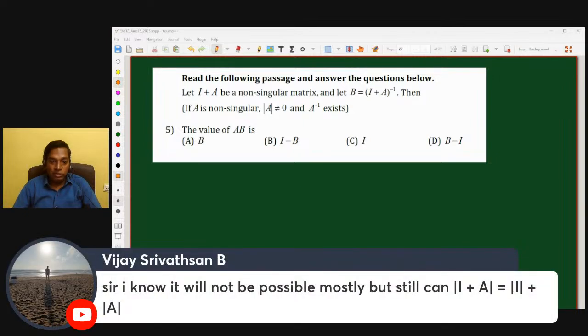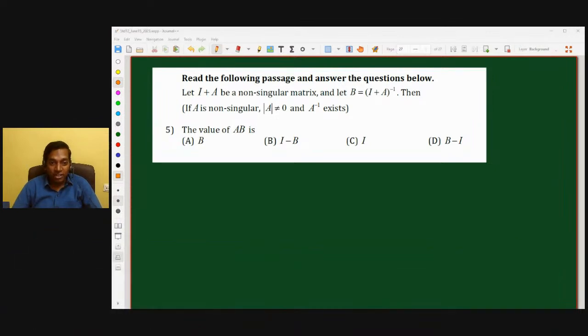I know it will not be possible mostly. Can I still do it? No. Vijay Srivatsan, no. Definitely no. Don't do that. It's wrong.